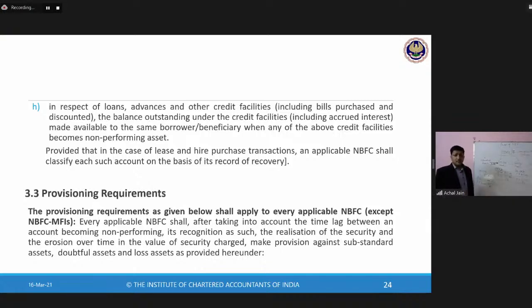Sumit is asking, sir, the small finance banks and the payment banks are also NBFC? So the moment you call them banks, they are banks. They are not NBFCs. Okay, but for the banks, again, there are different regulations for different types of facilities which they offer.